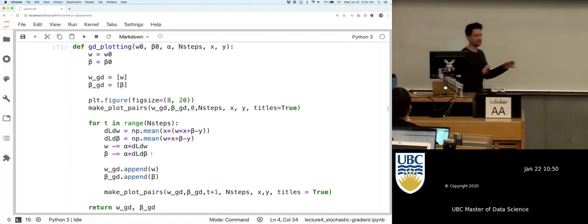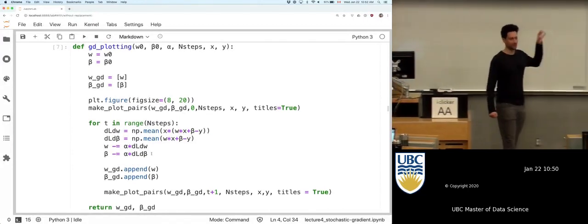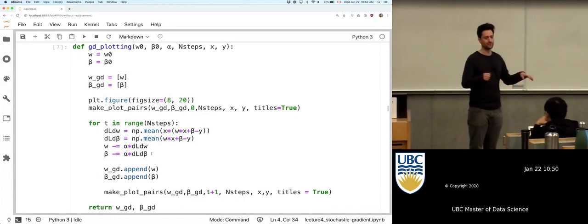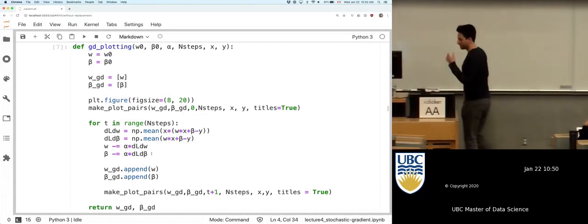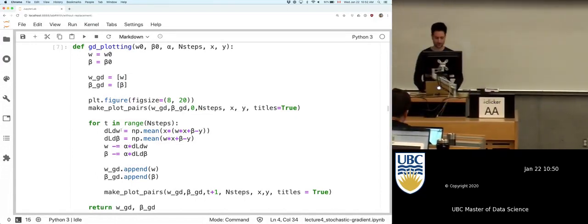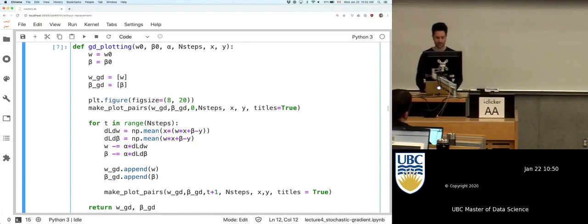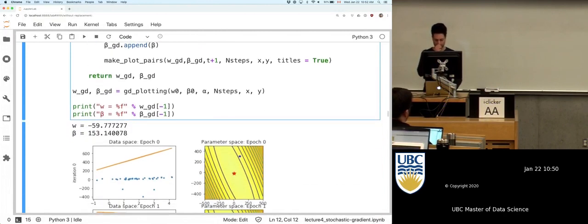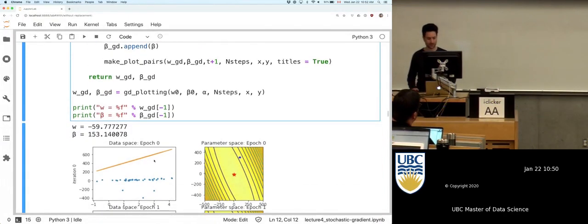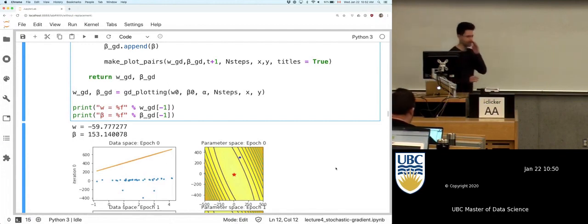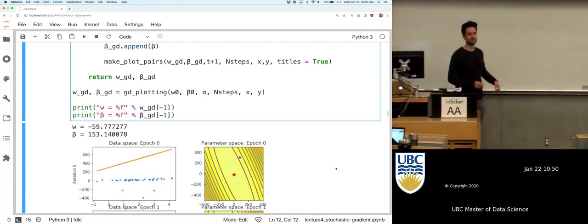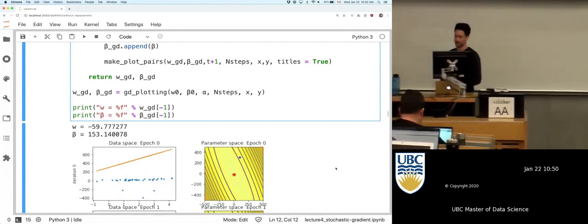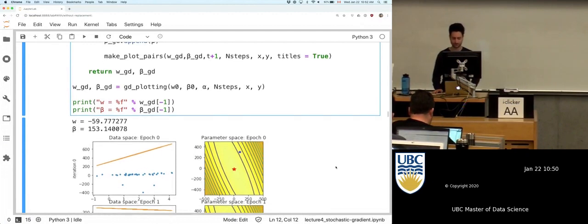It's not like a general gradient descent code. It's just hard-coded for this problem with two parameters, W being the slope and beta being the intercept in this case. And what I'm going to do is plot for each iteration the data space and the parameter space.